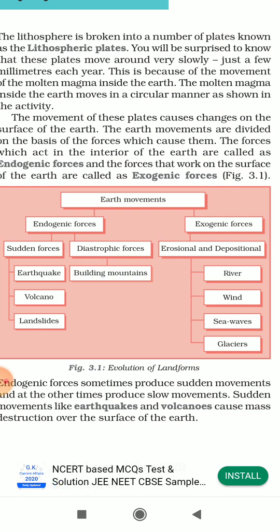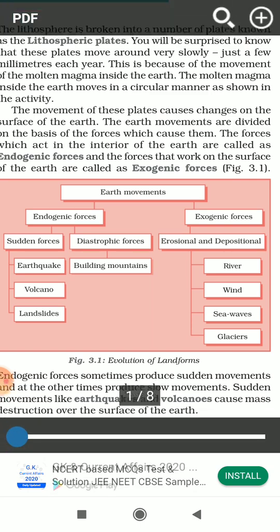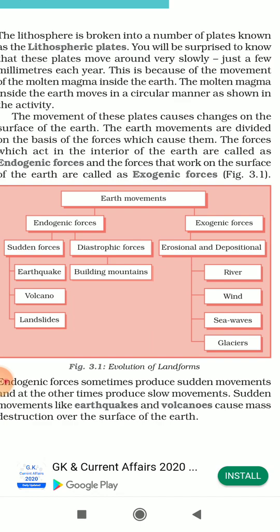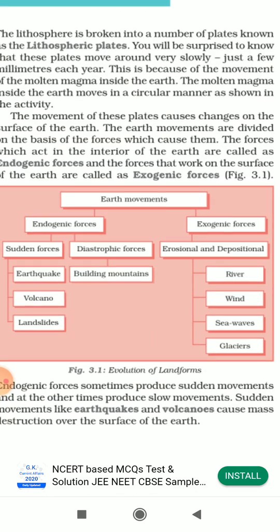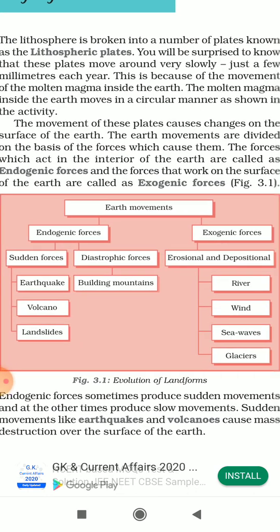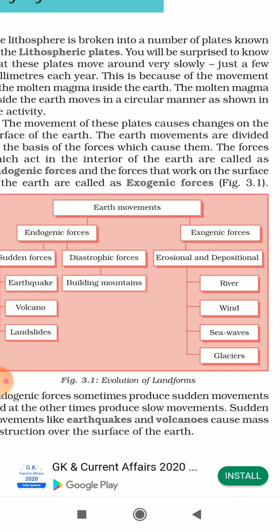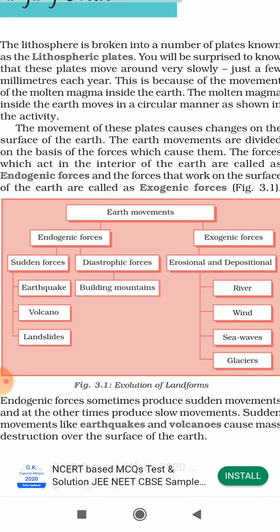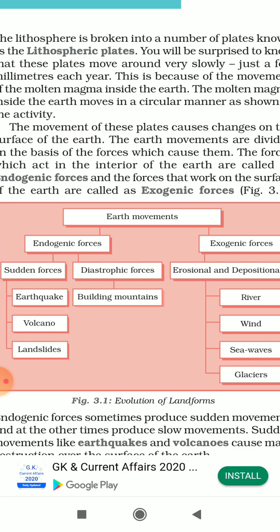Endogenic forces. Endo means inside and genic means origin. Endogenic forces are those that occur beneath the surface of the earth and are of two types. Those two types are sudden forces and diastrophic forces. Volcano, earthquake and landslide are the sudden forces. So, what is a volcano?